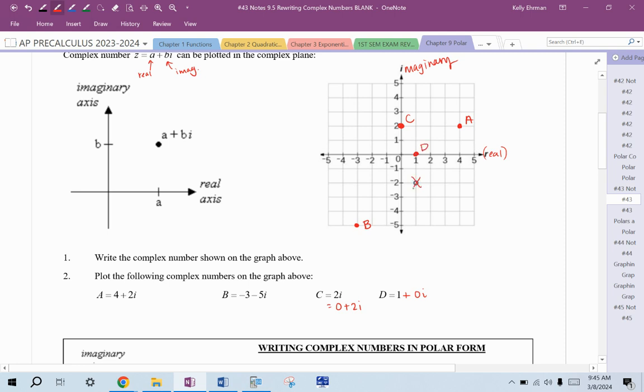And this point, ignore that. That must be something that I clipped that I didn't include here. Okay, so plotting the points, not too bad.